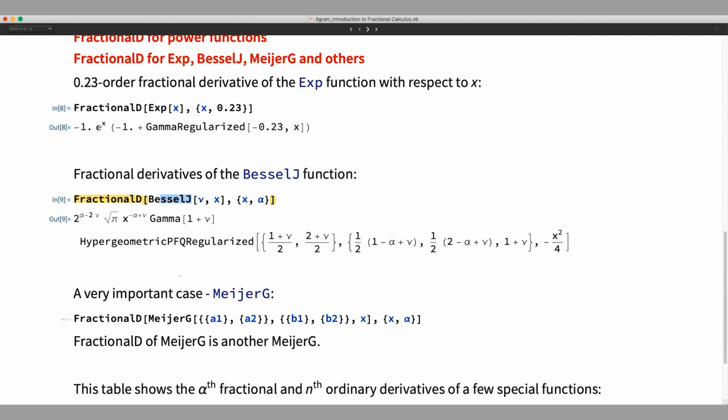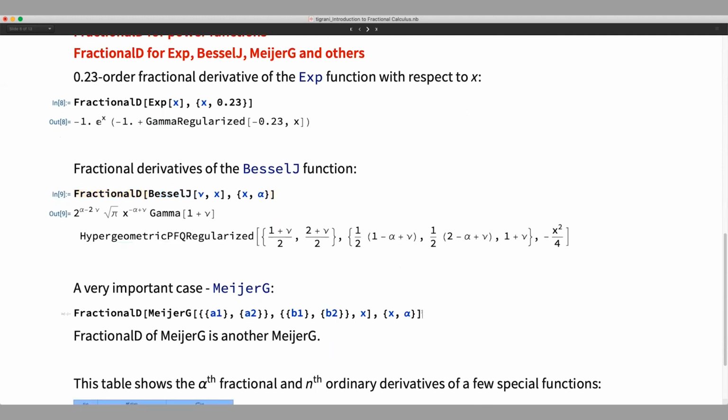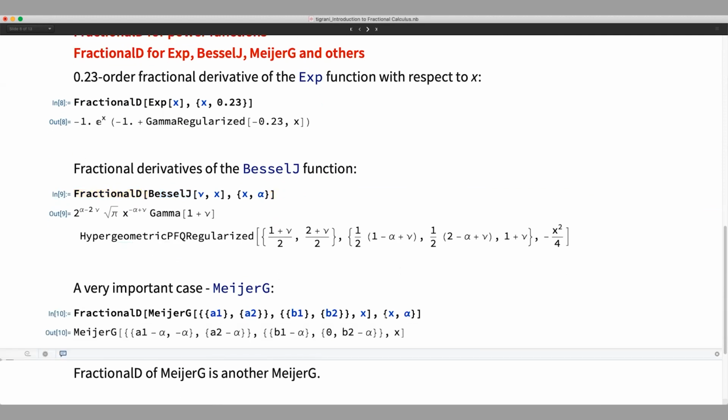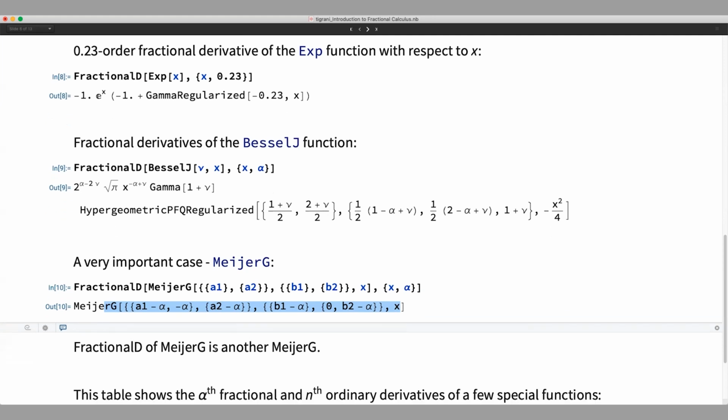And finally, I would like to show a very important case: fractional D on Meijer G. The important point here is that when we're applying fractional D on Meijer G, we're getting back another Meijer G with shifted parameters, written here. And this is very useful in the theory because we can generate fractional D rules for different inputs using their Meijer G representations, then apply fractional D on that and see the output.